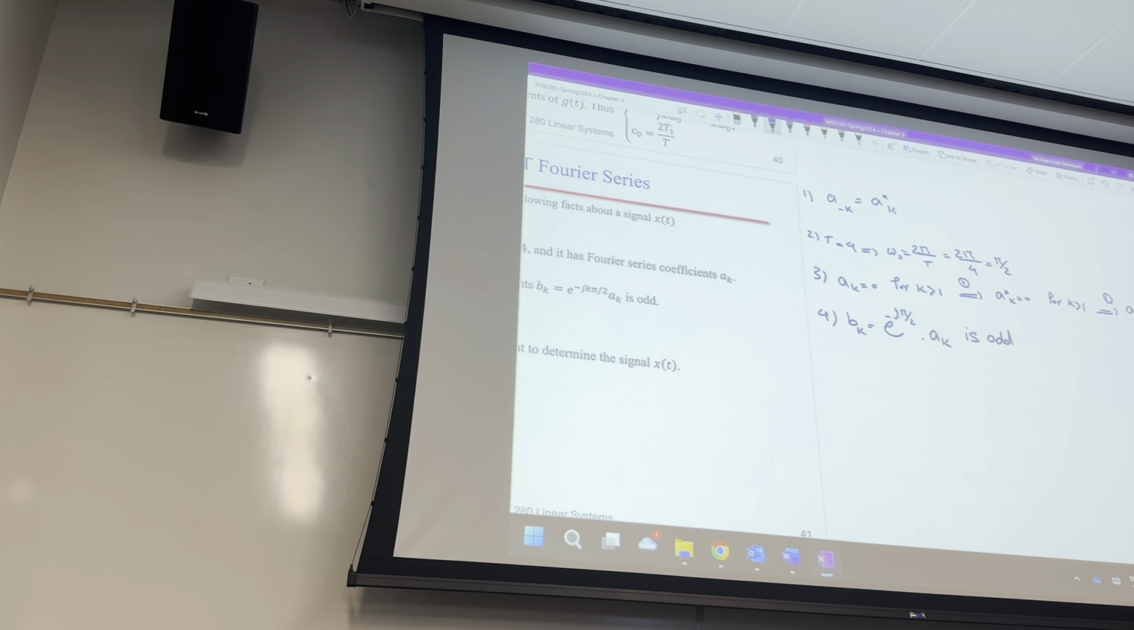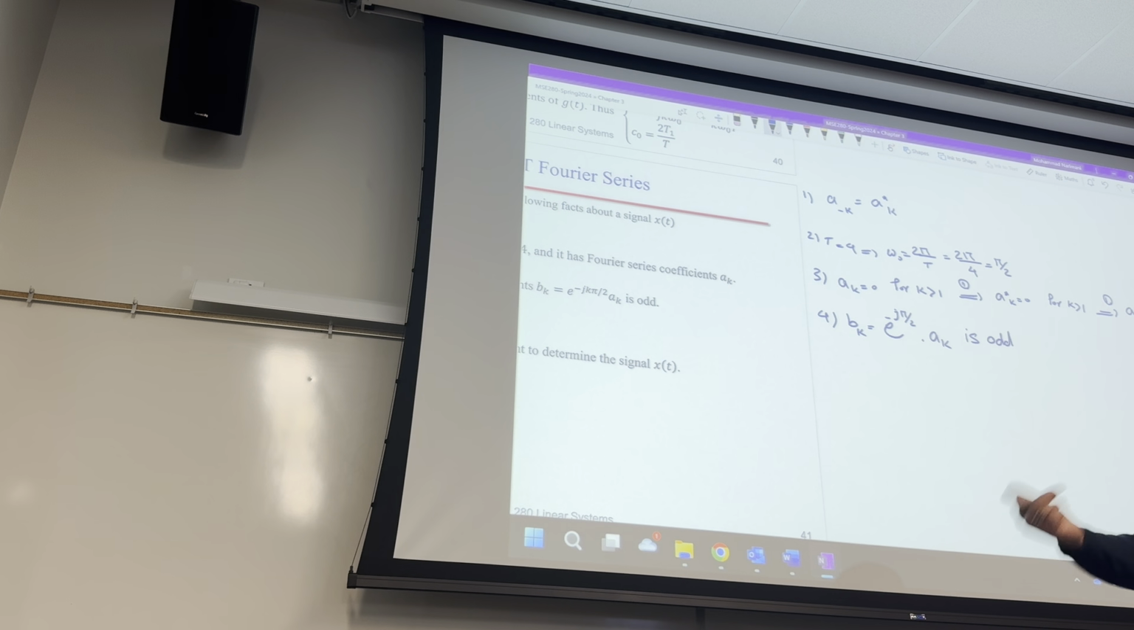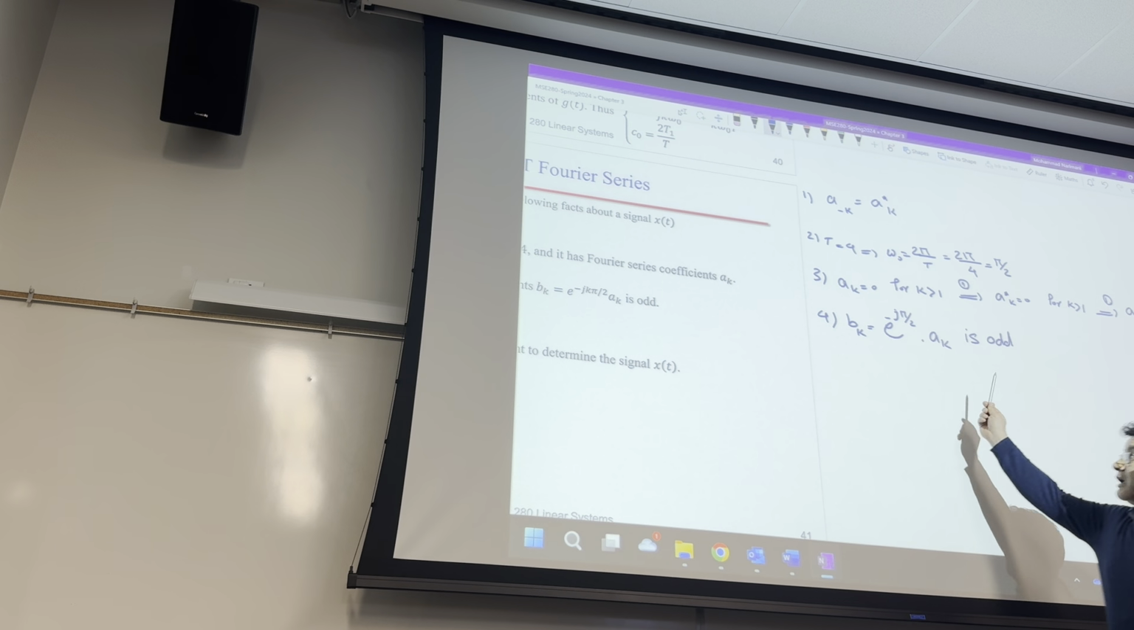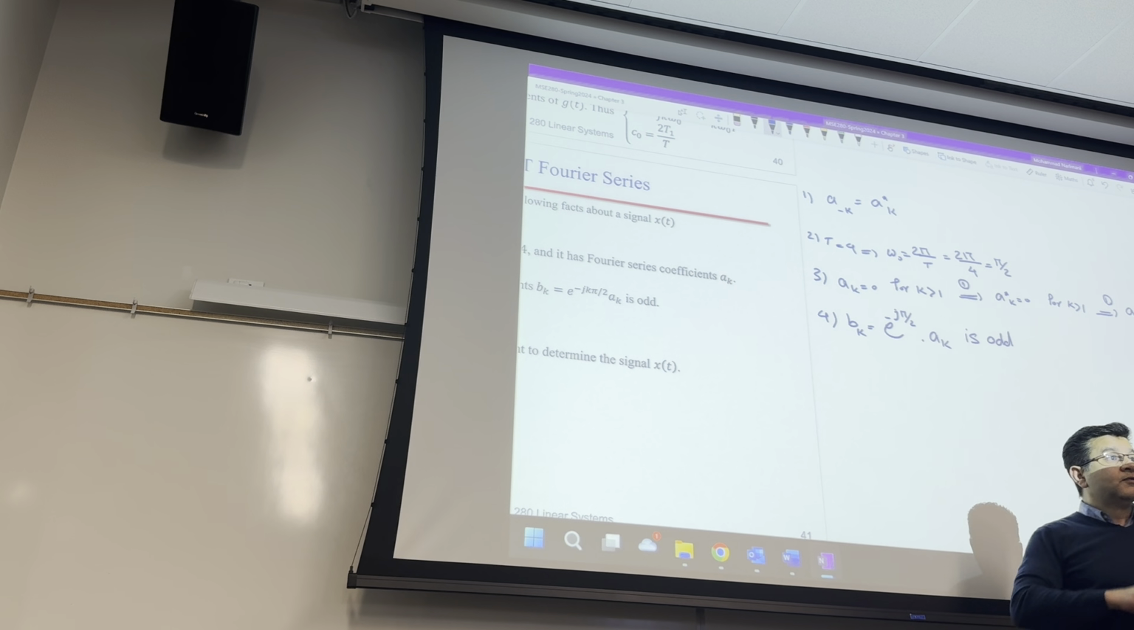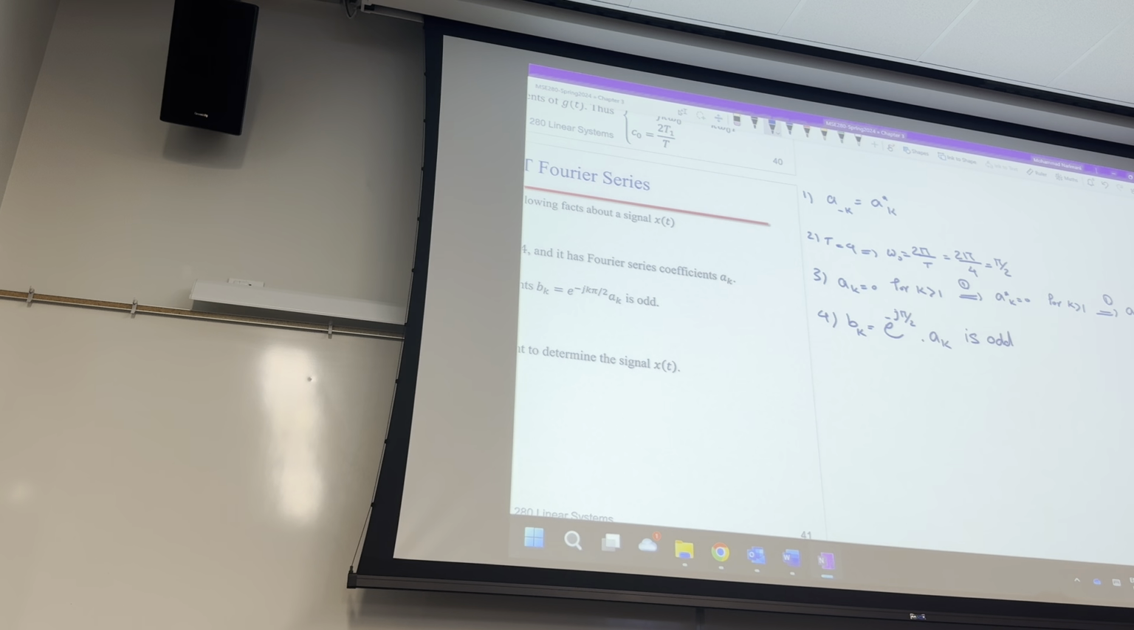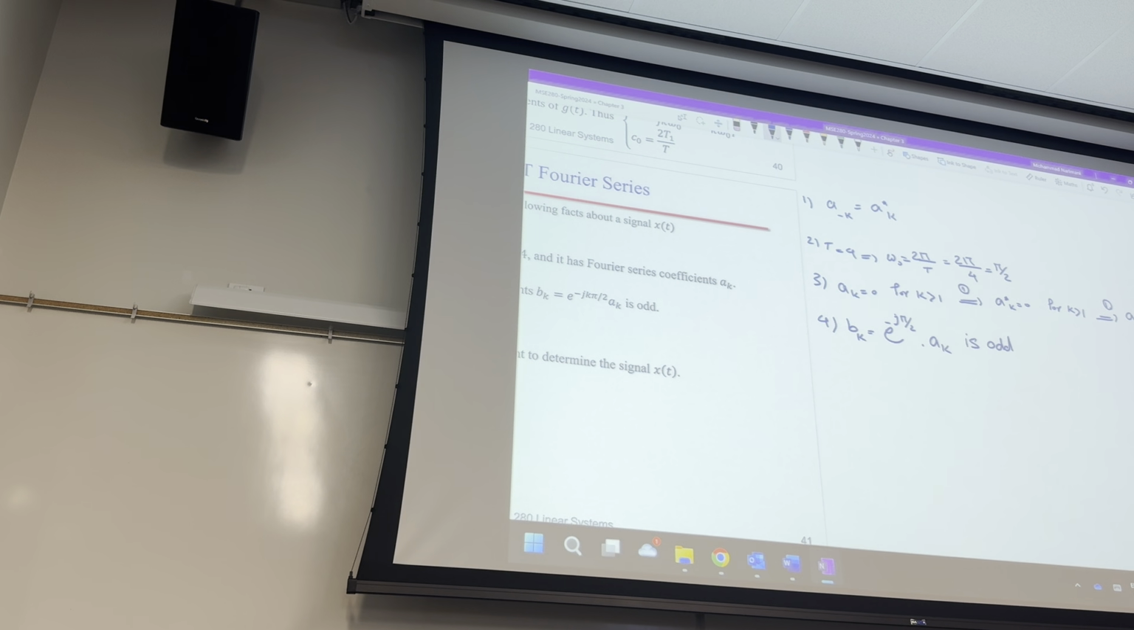Frequency shifting? Frequency shifting or the other one? Time shifting. Right? If we have time shifting of t naught, then e to the power of minus j omega naught t naught is multiplied by ak. What does that mean? That means if we consider bk's for a new signal, that new signal is a shifted version of x of t.